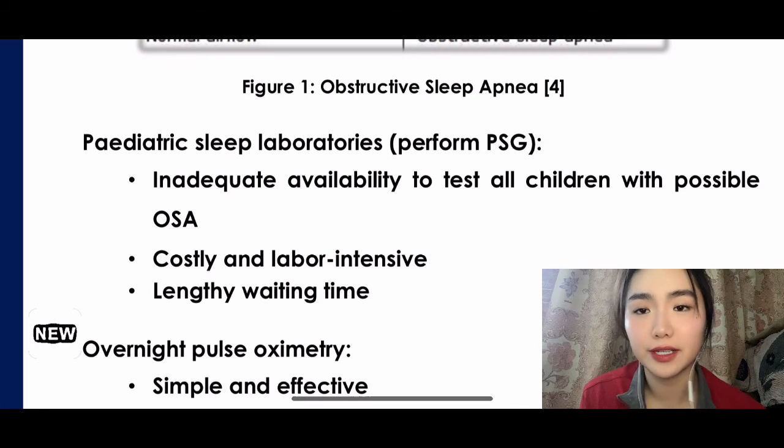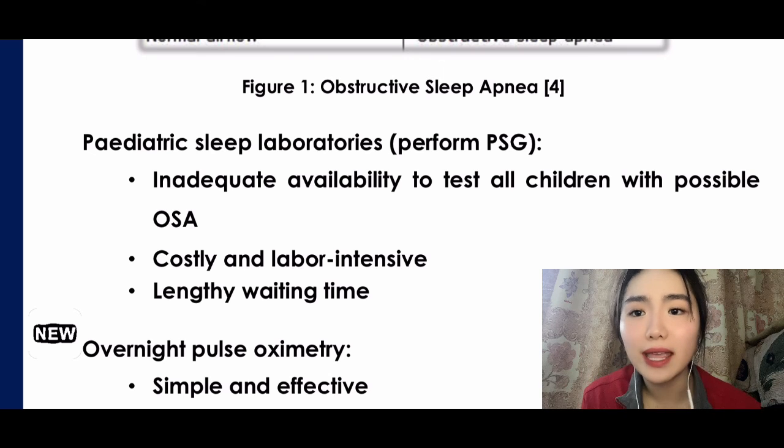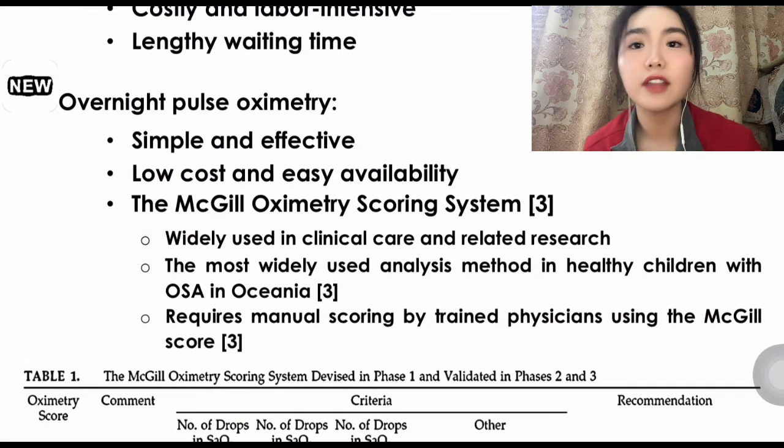But unfortunately, pediatric sleep laboratories around the world are relatively unavailable, and PSG is costly and labor-intensive, which further limits access and leads to longer waiting times. Overnight pulse oximetry is another method, which is simple and effective due to its low cost and easy availability.